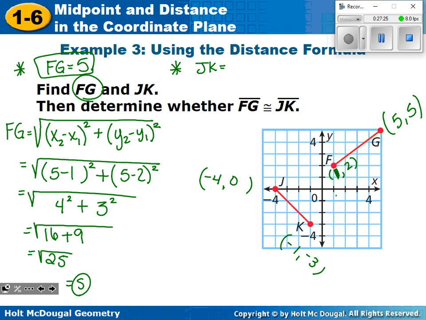Any questions? Okay, we didn't finish this problem. JK, we figured out, is 3 square roots of 2. So if this were a homework question, I would circle that. I would circle FG. And what have I not answered yet?